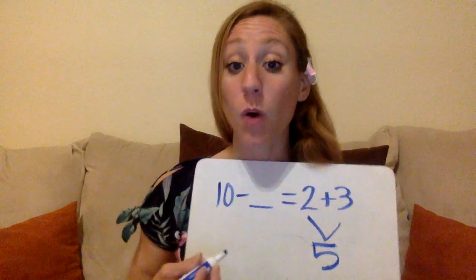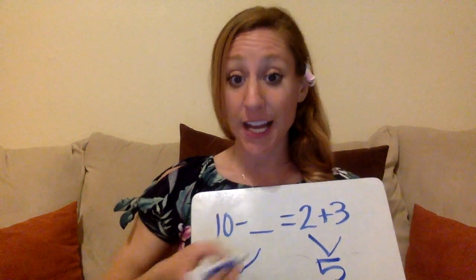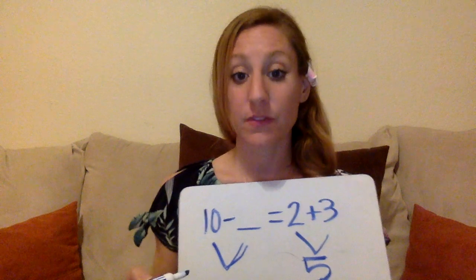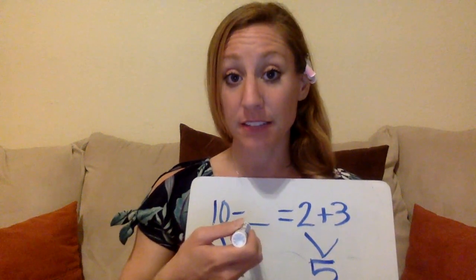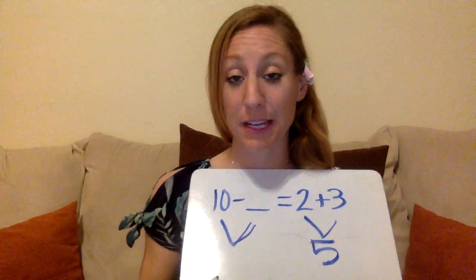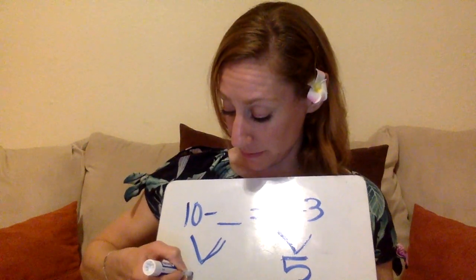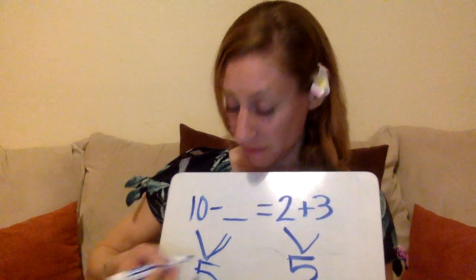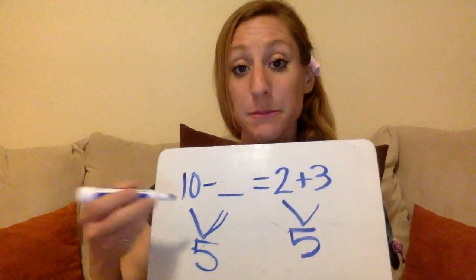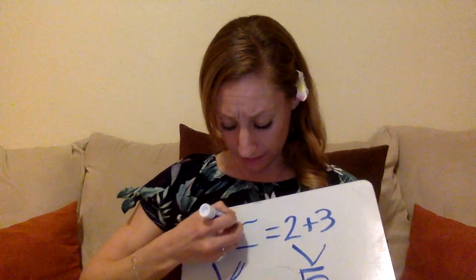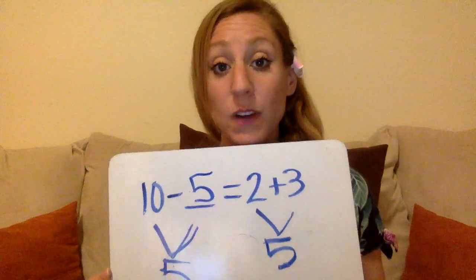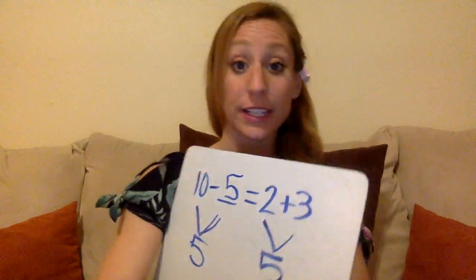Now, I know this whole side needs to equal 5. So 10 minus something is going to make 5. So what goes in there? Let's see. 10 minus something is going to equal 5. 10 minus 5 equals 5. So 10 minus 5 is equal to 2 plus 3. Let's see if I can make it even more challenging for you. Are you guys ready? Okay, let's make it tougher.